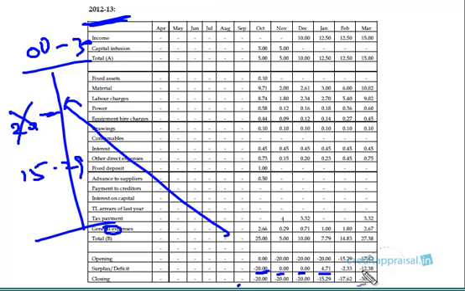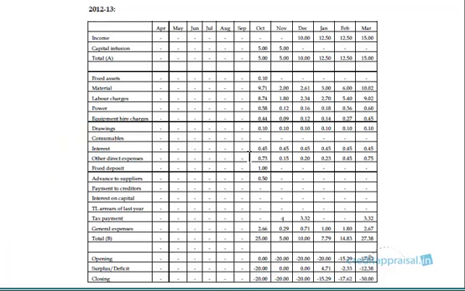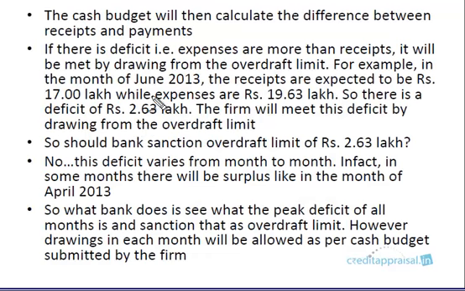In the next month, again, there is a deficit of 2 lakhs. So again, the company will be drawing the 2.33 from the OD account. So this will be increasing to 17.62. So it will be going on like this. Basically, the point is, in months where the expenses are more, the company will be drawing from the OD account. In months where the income is more than the expenses, it will be credited to the OD account. So in the example of June 13, we have seen that the receipts are 17 lakhs, whereas expenses are 19. So there will be a deficit of 2.63.